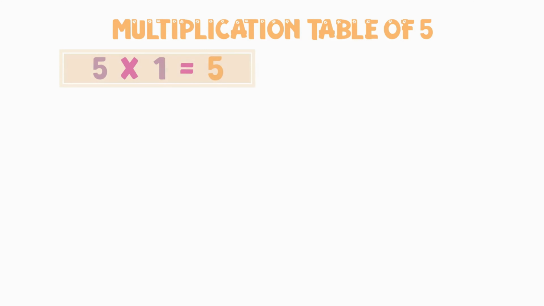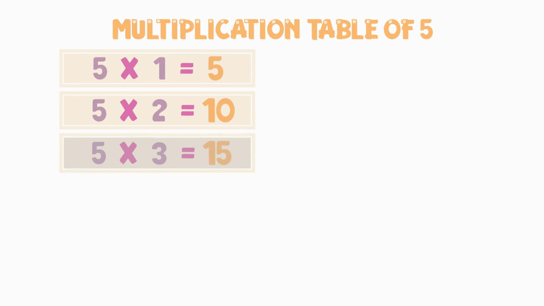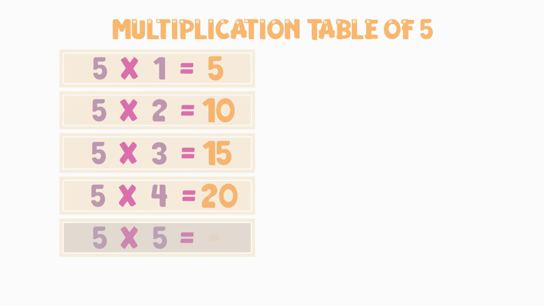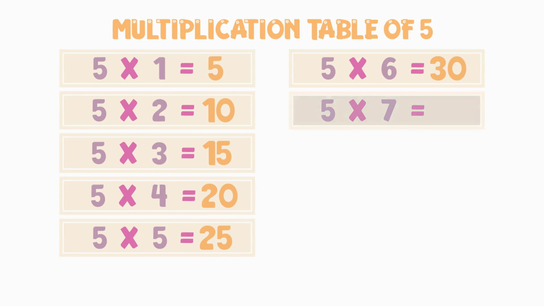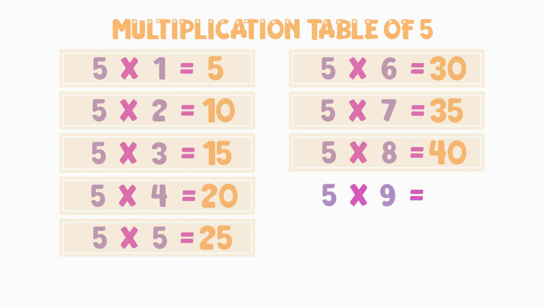5 ones are 5, 5 twos are 10, 5 threes are 15, 5 fours are 20, 5 fives are 25, 5 sixes are 30, 5 sevens are 35, 5 eights are 40, 5 nines are 45, 5 tens are 50.